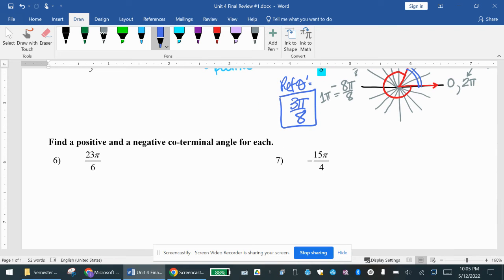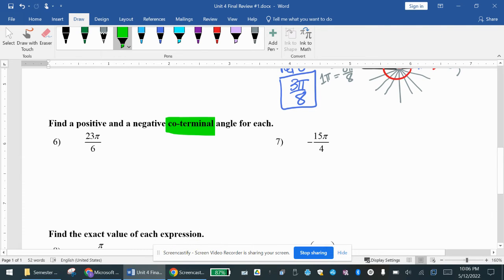Okay, another vocab word that we talked about was coterminal. So coterminal means that it lands in the same exact spot as the original given angle. So I'm going to do number 7, and then you guys do number 6 on your own. So for coterminal angles, we had a formula. You had to add or subtract 2 pi. Okay? So notice all of these are angles in radian mode. If they had given you degrees, then you would add or subtract 360.